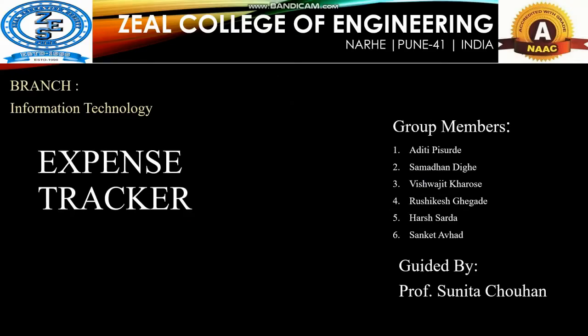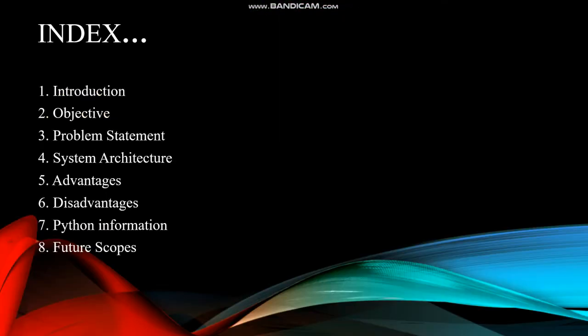Hello all. I am talking about the project Expense Tracker, which is a group project. The first member of our group is Aditya Pisode, second is Samantan Dige, third Vishudh Khurusi, fourth Urishikesh Hegde, fifth Harsh Sarda, and sixth Sanket Awad. The index of our project Expense Tracker are introduction, objective, problem statement, system architecture, advantages, disadvantages, Python information, future scopes.